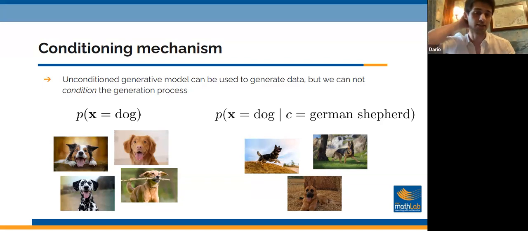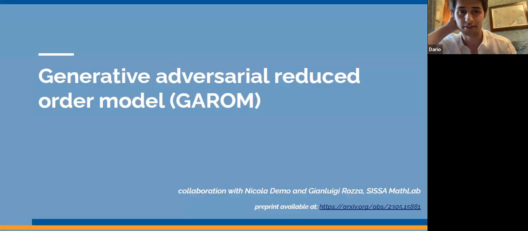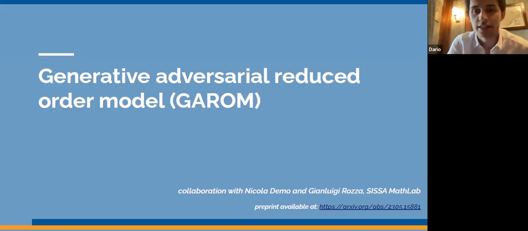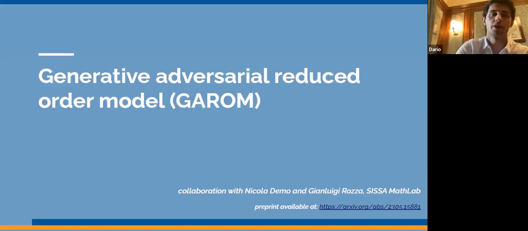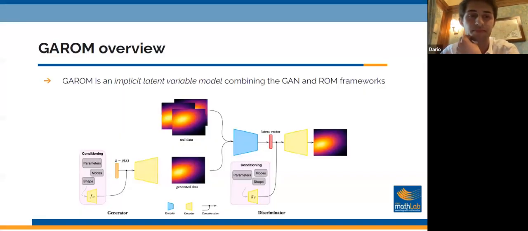And this leads to, and Pierre, you can go to the next slide, the thing that we've been developing here in SISSA, and now we're going more into the detail of it, that is this new framework called GAROM, as I said, Generative Adversarial Reduced Order Model. This is a collaboration that I did with Nicola Demo and Gianluigi Rozza. There's already a preprint available. I will not cover all the details about the preprint, but if you are interested after the talk, you can go and check it out. We also have already an implementation on GitHub. You can go on to the next one.